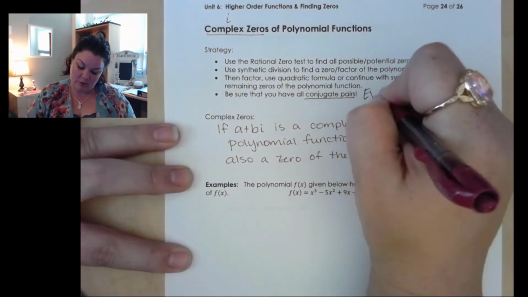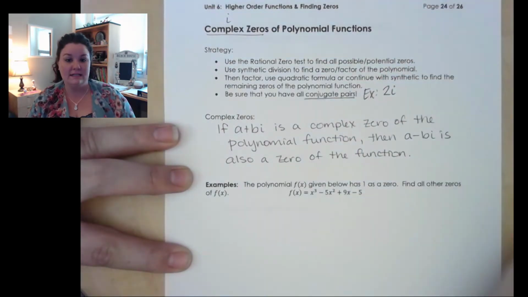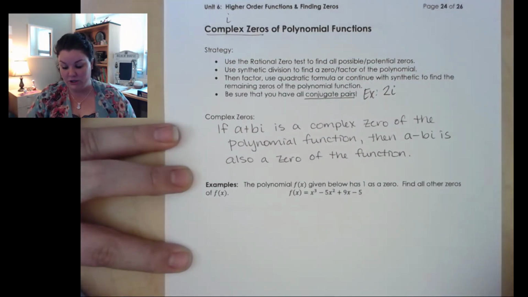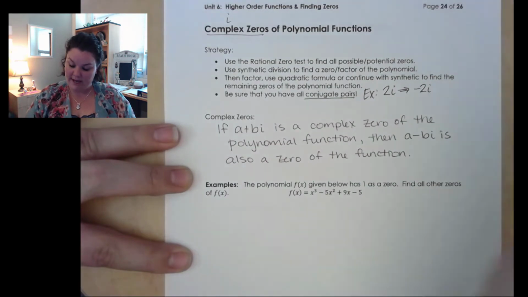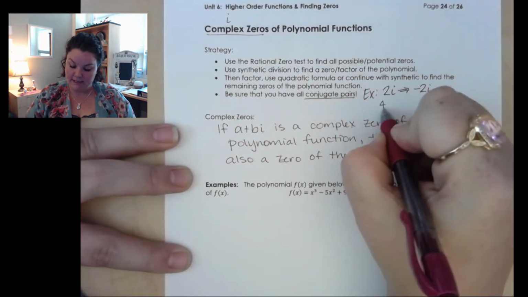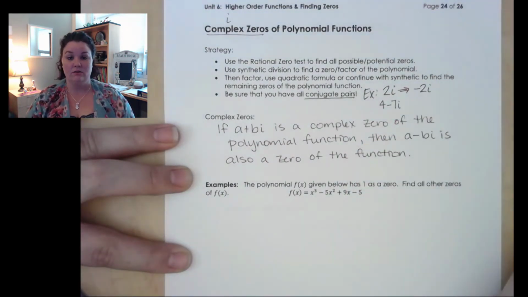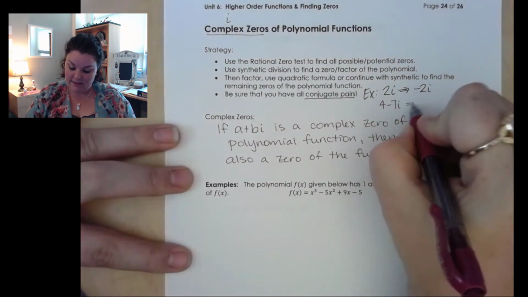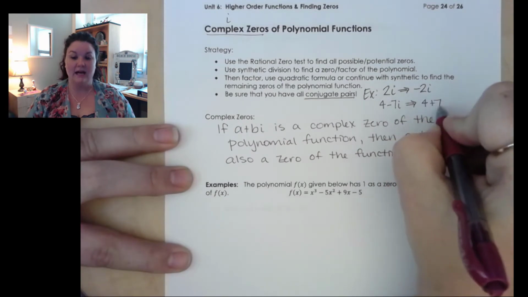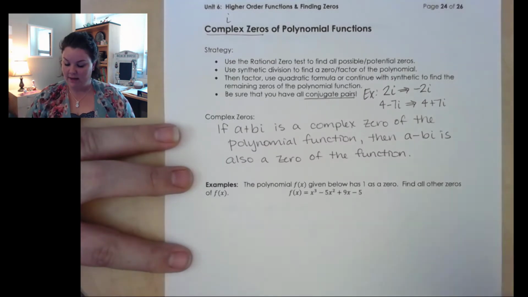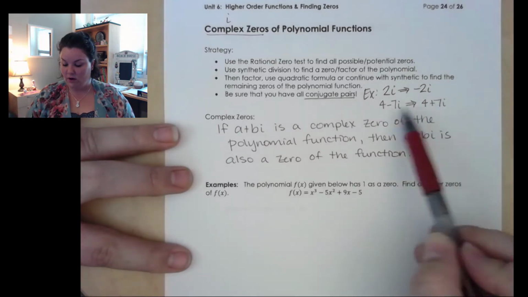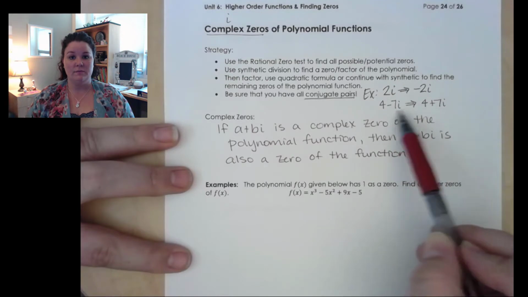Okay, so for example, if we have 2i is a zero, then we should also have negative 2i. Okay, or if we have 4 minus 7i is a zero of our polynomial function, then that means that 4 plus 7i should also be a zero. So conjugate pairs means that i's show up in pairs, and that the i terms are opposites, okay, in those pairs.